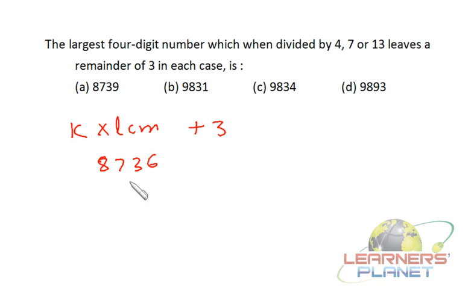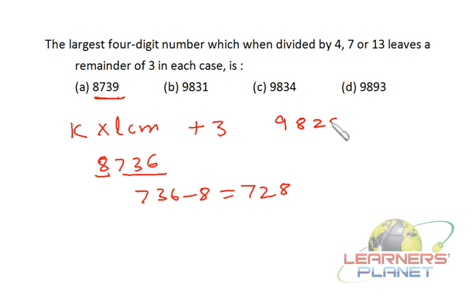Now let's see for 7 and 13. The divisibility test of 7 and 13 is the same. Deduct this number from the set of these three digits, that is 736 minus 8, that is 728. Now 728 is divisible by 7, and it is even divisible by 13. Okay, so it may be the correct choice. Now let's see the other cases. Suppose I take 9831, so I would just deduct 3 from it, so it's 9828.